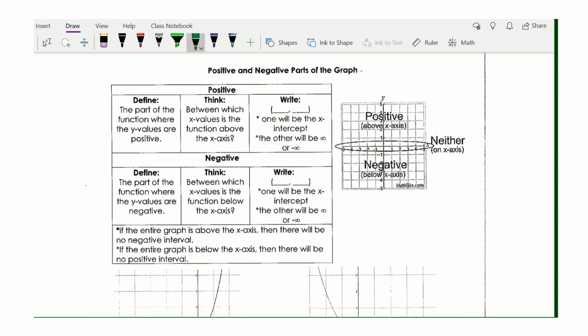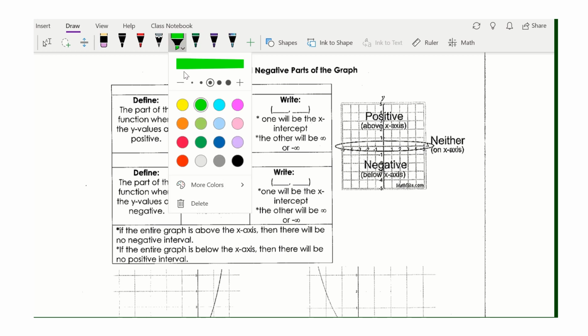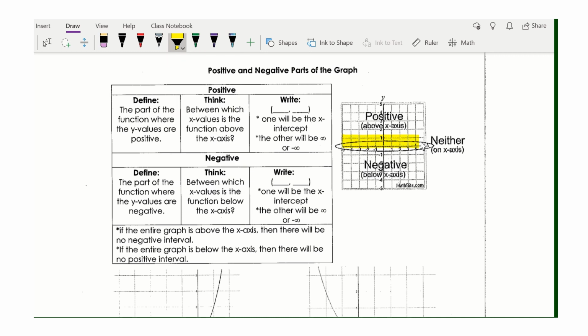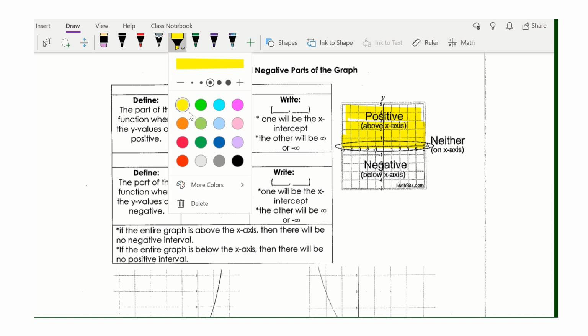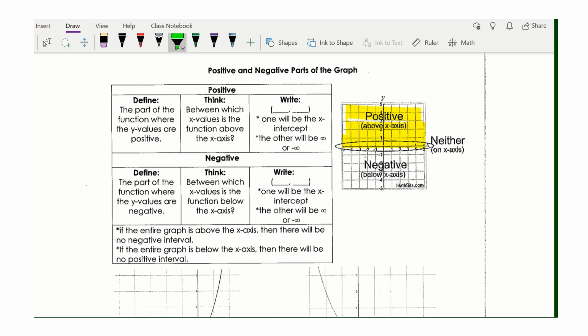Now we're going to discuss the positive and negative parts of a graph. Remember, we talked about this being similar to the Georgia-Florida line. So Georgia is the area that's above the x-axis, and Florida is the area that's below. And the x-axis itself is the line that divides them.